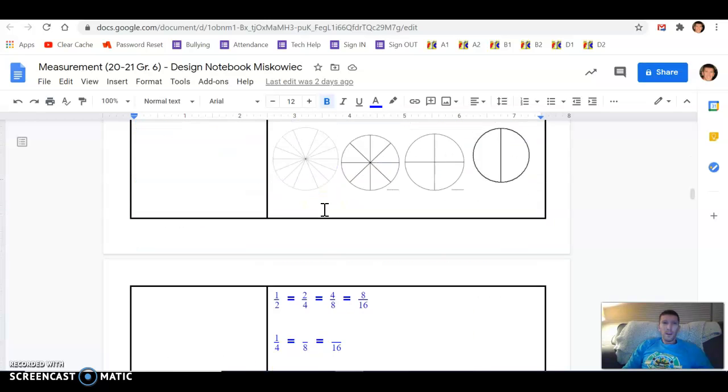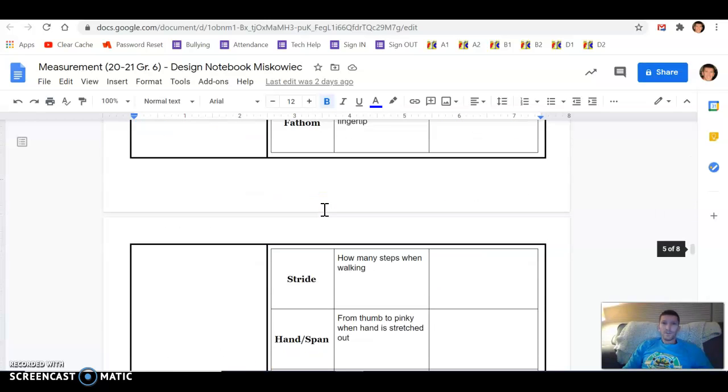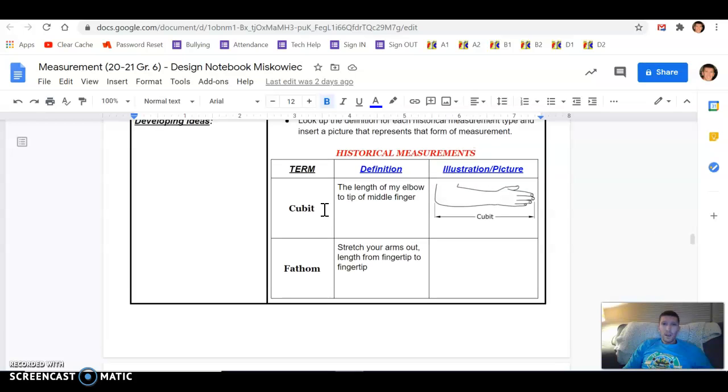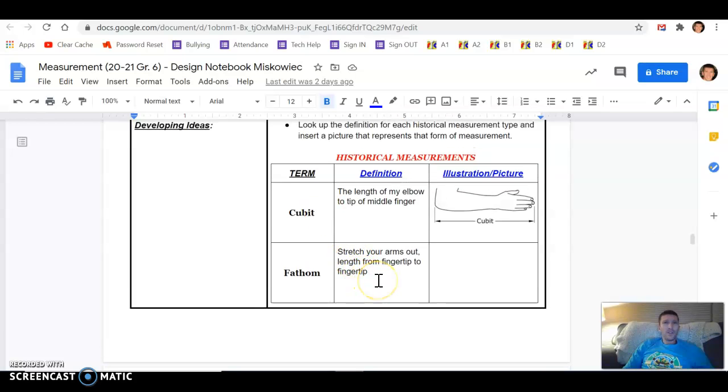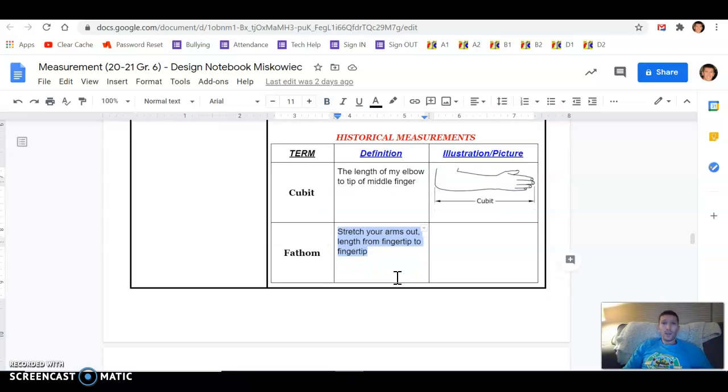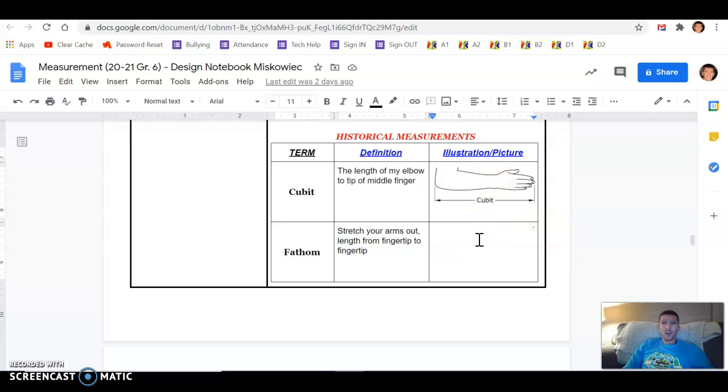The other vocabulary chart is under developing ideas, and you had 6 terms to find. All of them were using your body parts and how you measure. So you should have a definition of how we did that, and then a picture of how that's being used in this chart box here.